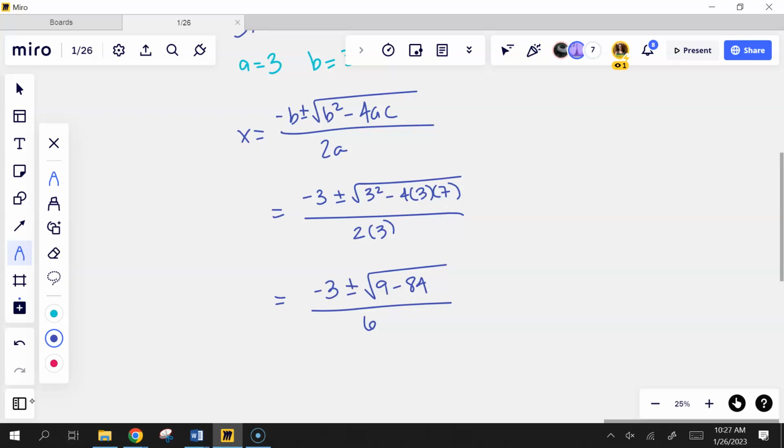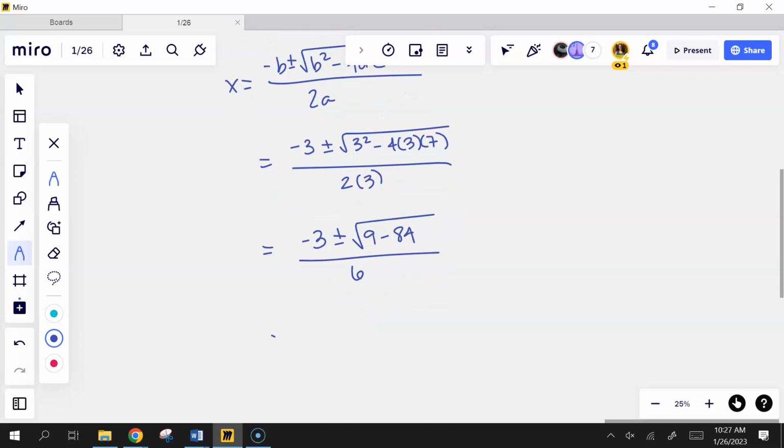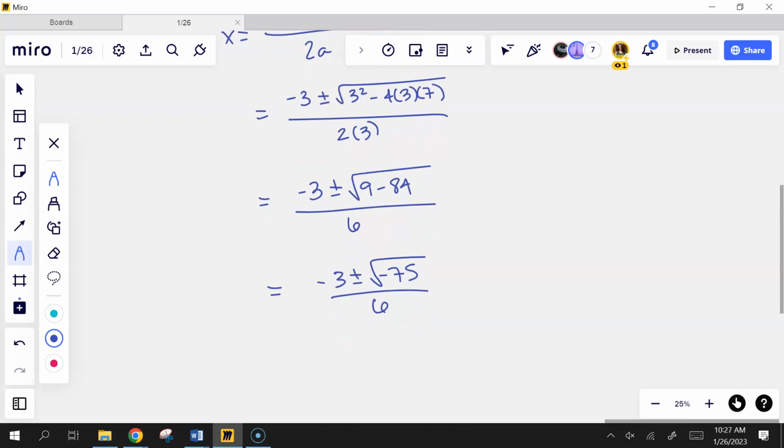Nine minus 84 is what? Negative something, and I'm glad you saw that because that's going to come into play. What happens when I have a, there you go, 75. What happens when I have a negative under a radical? You can't, I take out an I. That's exactly right. There's an I there.